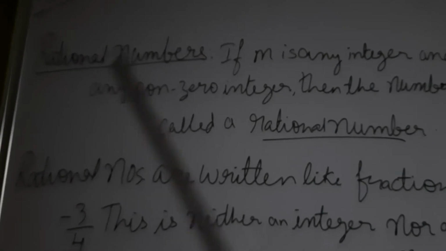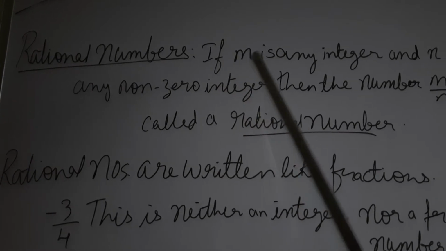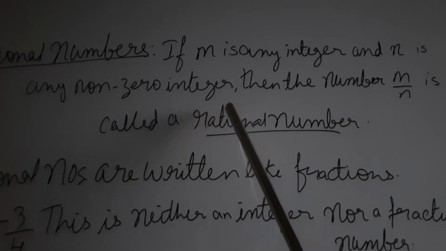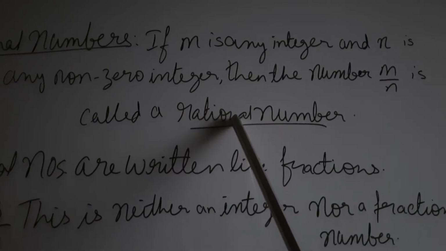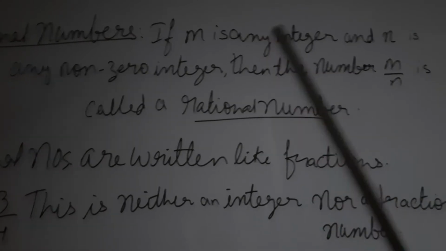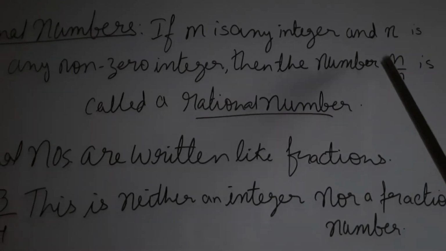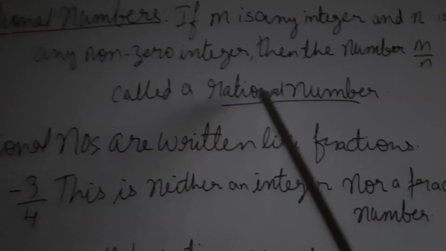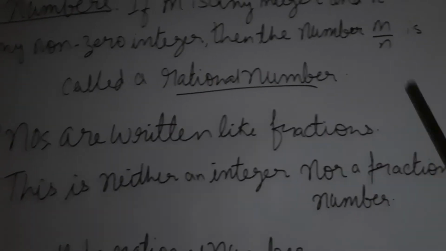So, what are rational numbers? If m is any integer and n is any non-zero integer, that means it is not a zero, then the number m upon n is called a rational number. For example, 3 upon 4 or 10 upon 5. Rational numbers are written like fractions.